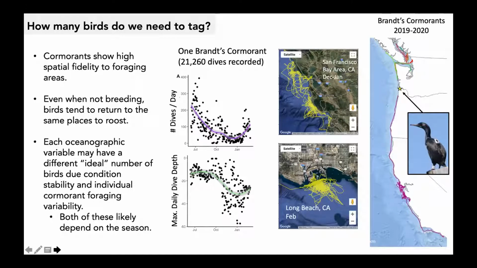We also see changes in activity and location through the year. The plot on the far right-hand side of your screen shows the full extent of our deployment of Brandt's cormorants. We tagged birds in the Columbia River, and as it moved into the winter, most of the birds moved into the Salish Sea, but one bird went all the way south, stopped by the San Francisco Bay Area, and then south to Long Beach, California. So there can be quite a lot of variation in the movements of individual birds and where they might be sampling.